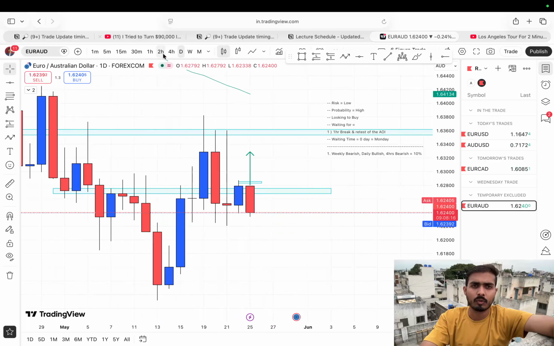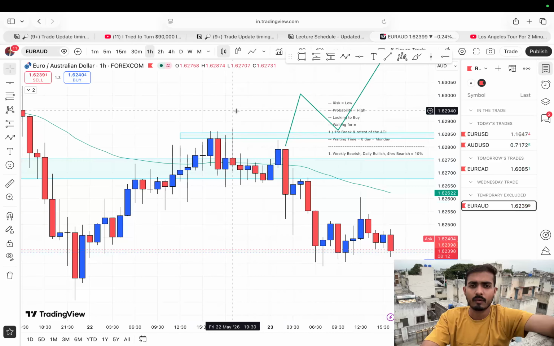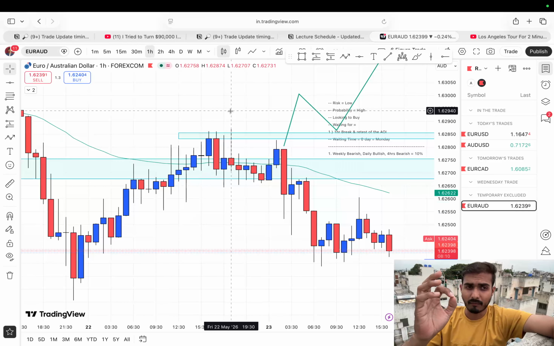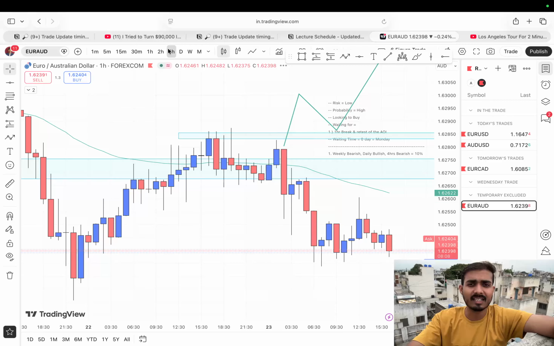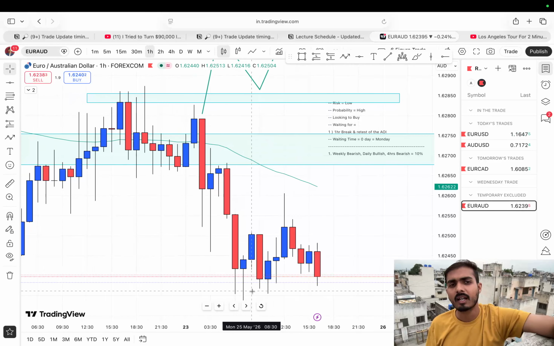EURAUD, we're waiting for the break and retest to the upside, which hasn't happened. We beautifully avoided a loss to perfection, even though we had every single thing right here. Still, I was waiting for more and more confirmation. That extra confirmation just made me avoid the loss.